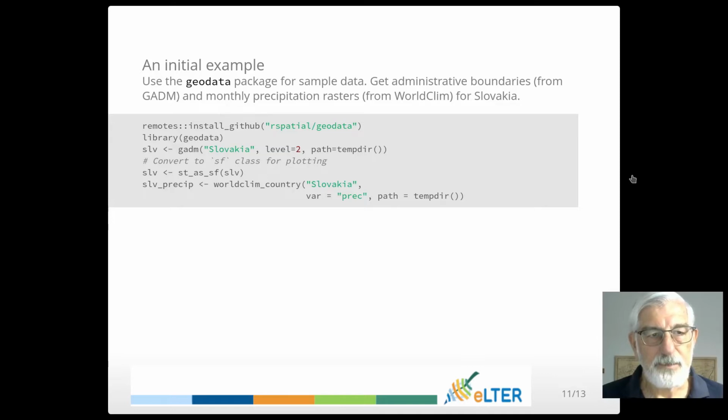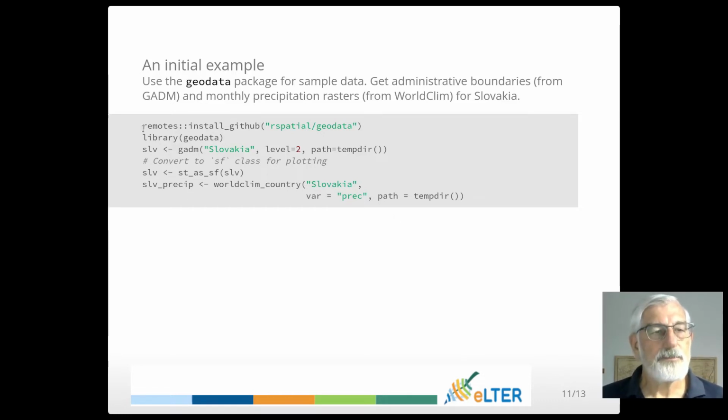We'd like to show a quick example now of how to use spatial data in R. We're going to install and load the package called geodata. Geodata gives us a collection of global online data sets. For example, administrative boundaries from the GADM collection, monthly precipitation, monthly temperature, minimum and maximum from WorldClim. Within geodata, there's also access to land cover layers, for example.